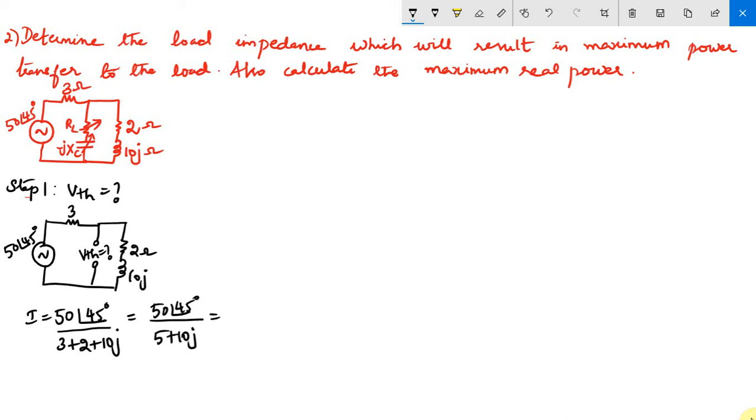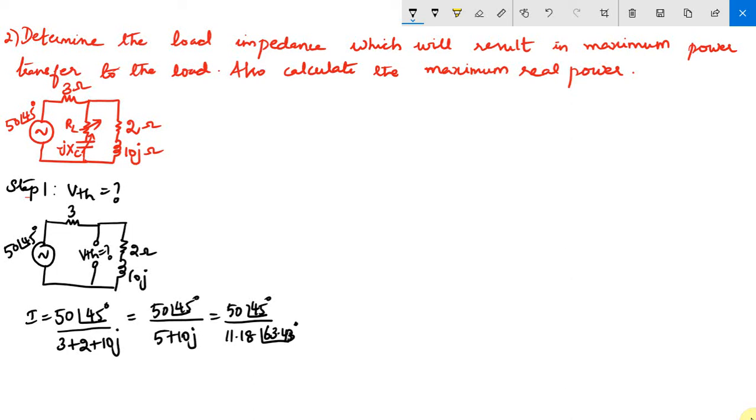Now in the numerator we have polar form and in the denominator we have rectangular form. So converting the denominator also into polar form, we get 50 angle 45 degree divided by 11.18 angle 63.43 degree, which is the polar form of 5 plus 10J.